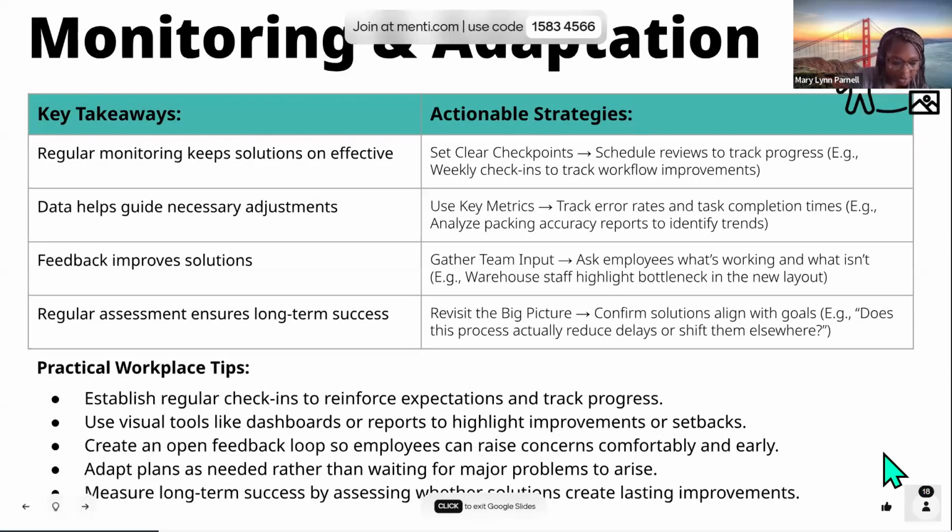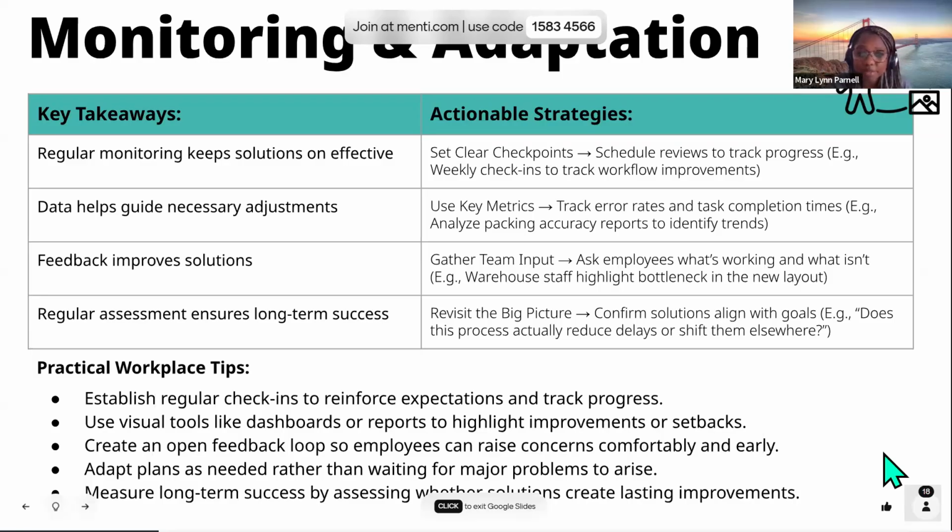All right. And then the last piece is monitoring and adaptation. Here it's regularly monitoring, keeping solutions effective. Setting clear checkpoints, scheduling reviews to track our progress, weekly check-ins to track our workflow. So we've made our implementation, we've brainstormed, we've set something in motion, and now this is us following through and watching this process flow.